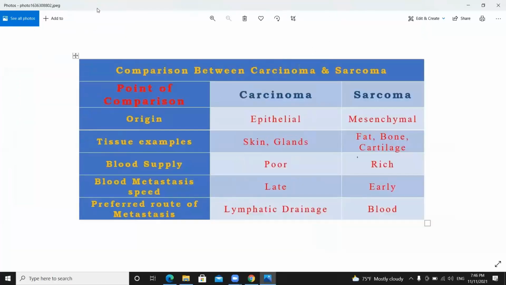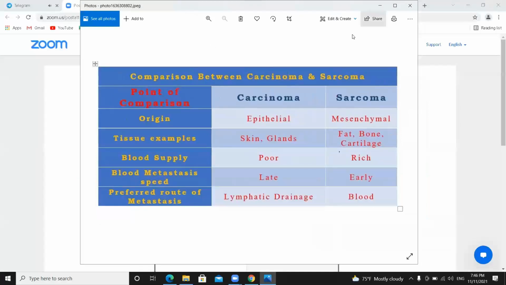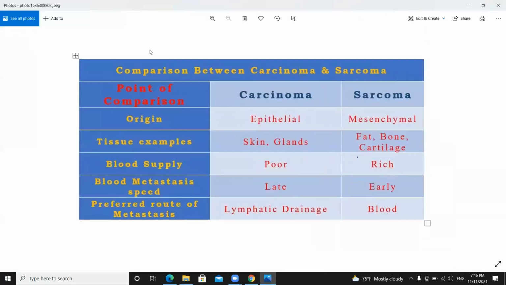Okay, so after we read the following lines in the paragraphs of the comparison, we made this table, and we compared carcinoma from sarcoma from different aspects, like the tissue of origin and the tissue examples for that origin. Also the blood supply and the metastasis spread and the preferred route of metastasis. So I'll start with the origin. The carcinoma originates from epithelial tissue, while sarcoma originates from mesenchymal tissues. Examples for epithelial tissue are skin and glands, while the sarcoma mesenchymal tissue is fat, bone, and cartilage.